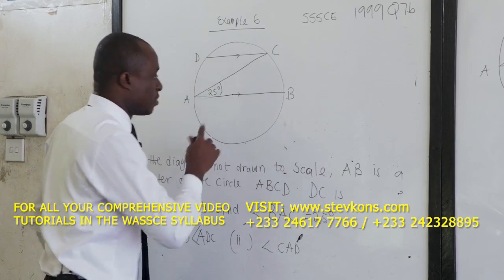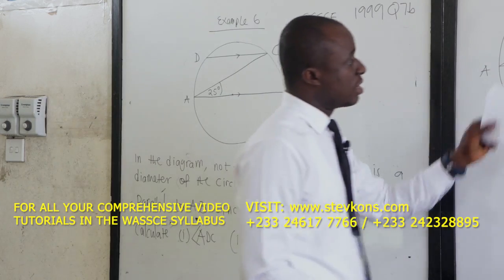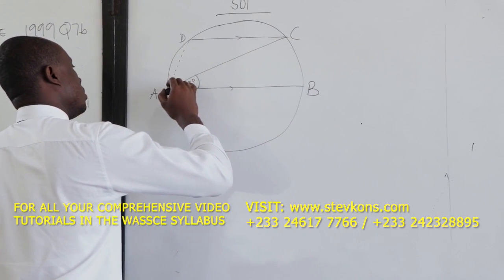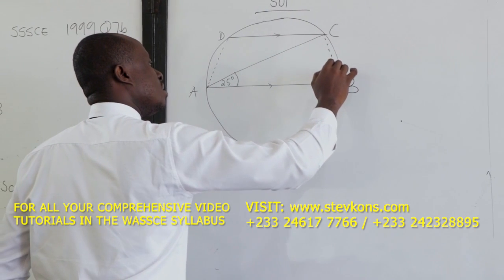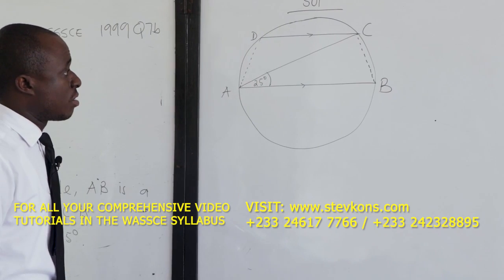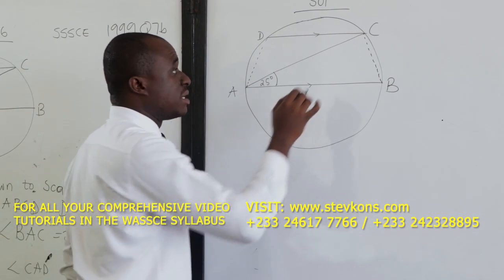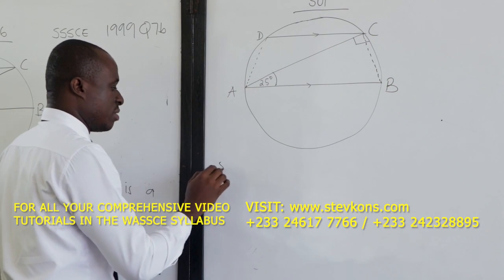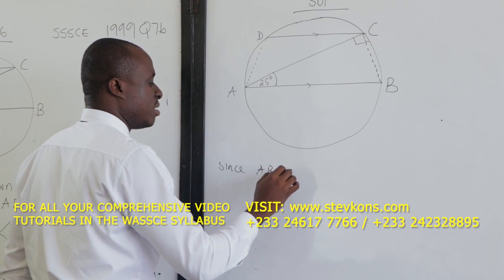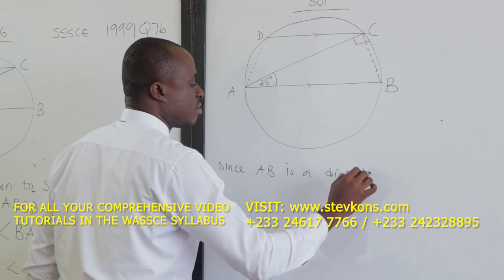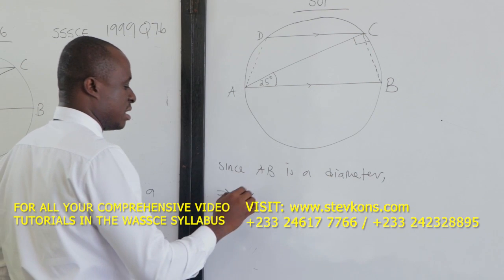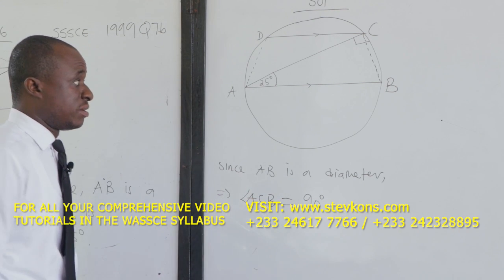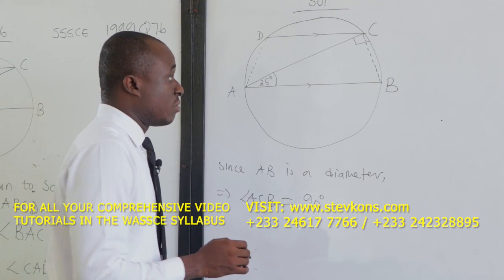So let's redraw this. So that's the diagram over here. Now, clearly, DA or AD is a chord. We can see this over here. And we can also see that CB is also a chord. Now, because AB is a diameter, the angle a diameter subtends at the circumference is 90 degrees. So since AB is a diameter, this implies that ACB is equal to 90 degrees.